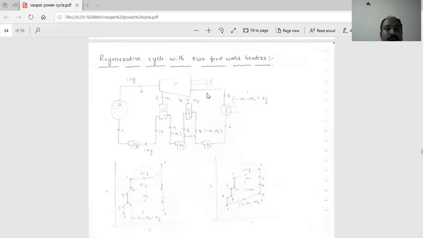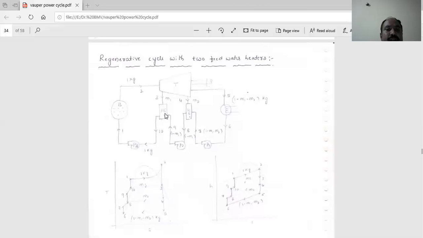The remaining 1 minus M1 minus M2 amount of expanded steam is passed at stage 5 to the condenser. The condensed fluid is pumped to heater 2. This 1 minus M1 minus M2 amount of condensed fluid at stage 7 enters heater 2. In heater 2, M2 plus 1 minus M1 minus M2, the M2 cancels. The remaining fluid, 1 minus M1, at stage 8 is pumped to heater 1. That is the 1 minus M1 condensed fluid.